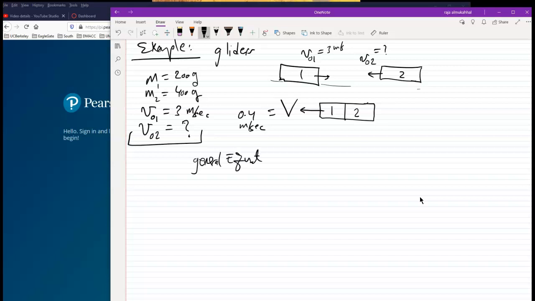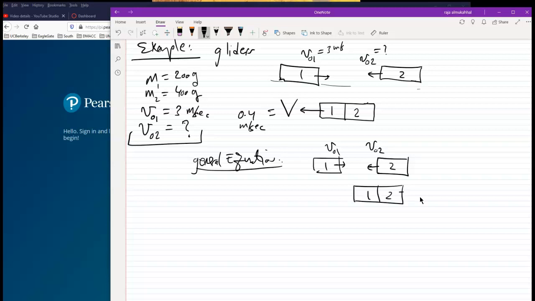Okay, before I do this problem, just the general equation. Let's assume that we have glider 1 and glider 2, moving in opposite directions, with velocities V01 and V02. After the collision, they both move in this fashion. It doesn't matter which direction, let's say this way. This is before the collision and that's after.